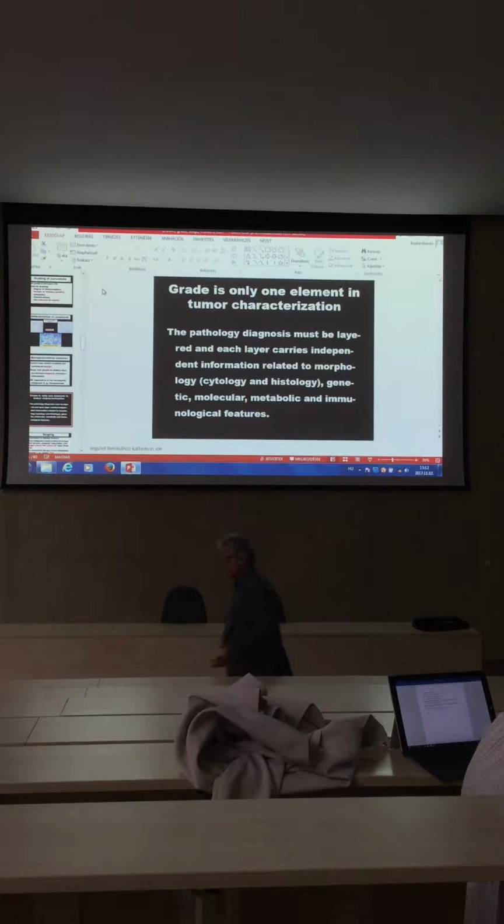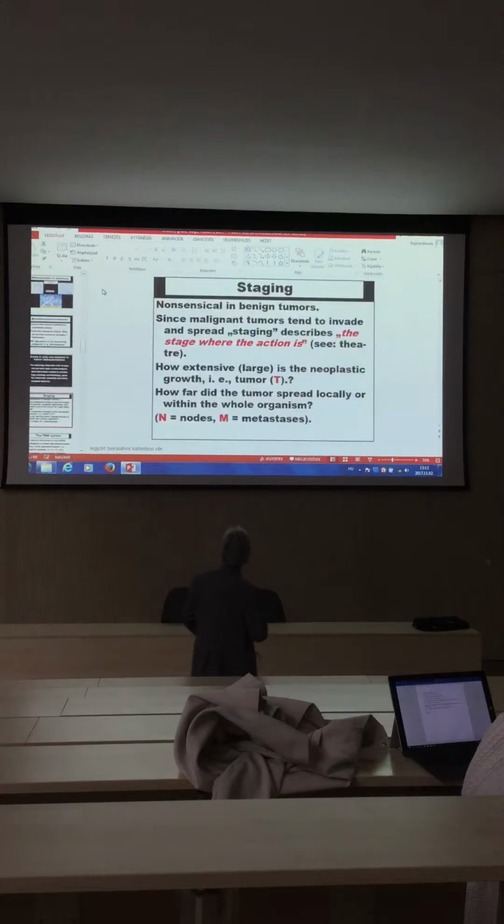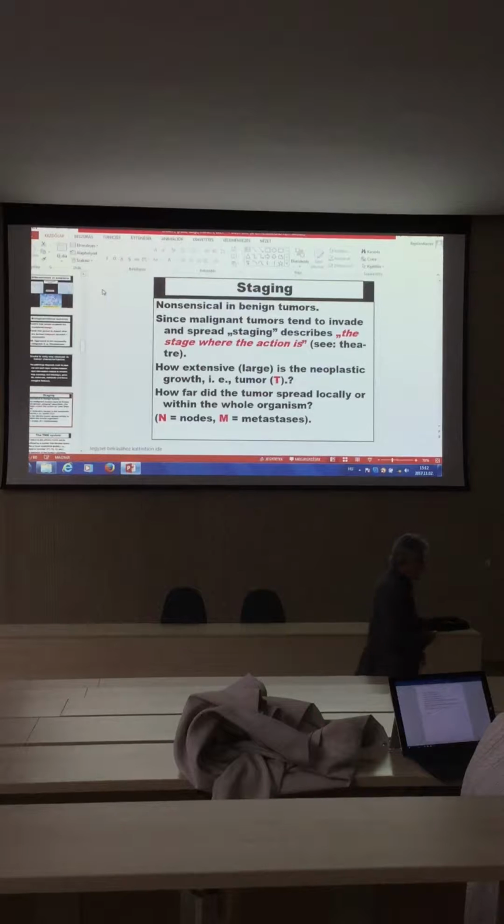But in addition to grading, which we do on a regular basis, there are other features of the neoplastic tumor that are important. And the next broad area of giving help to patients and giving help to clinicians is staging.